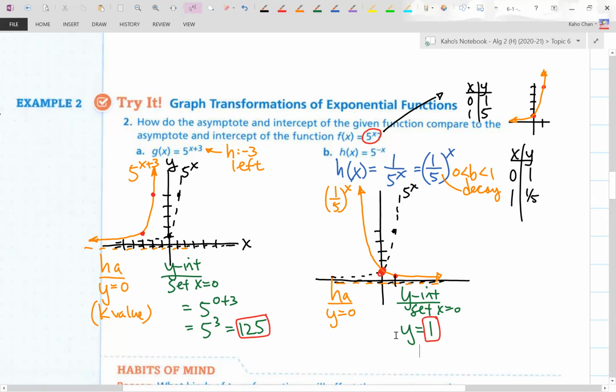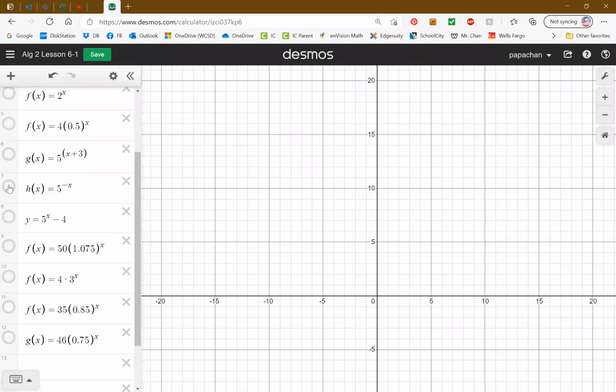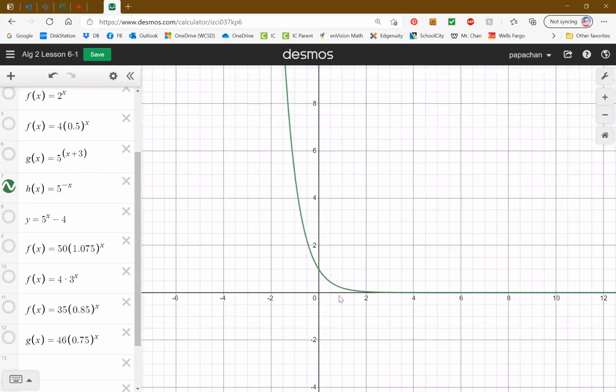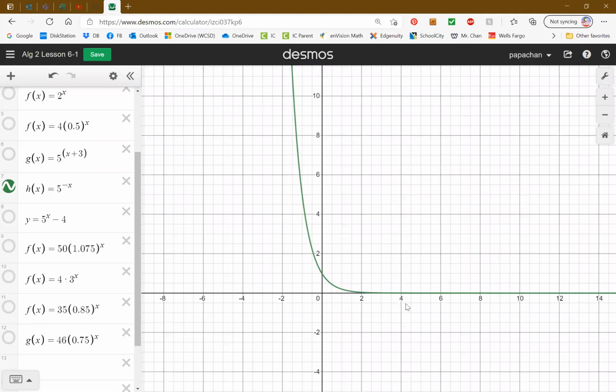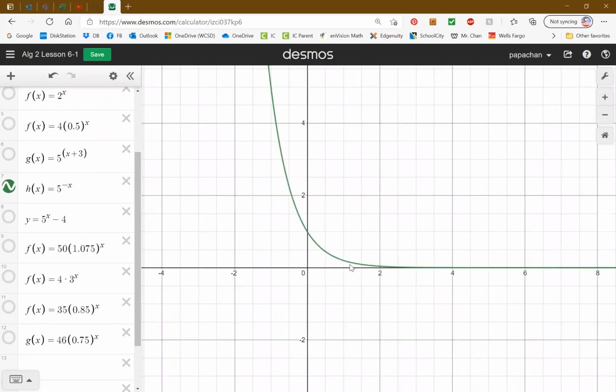Does Desmos agree with us? Let's take a look. Desmos. Turn that off and turn that. Oh, there it is, yay. It's a decay function, okay? Very good.